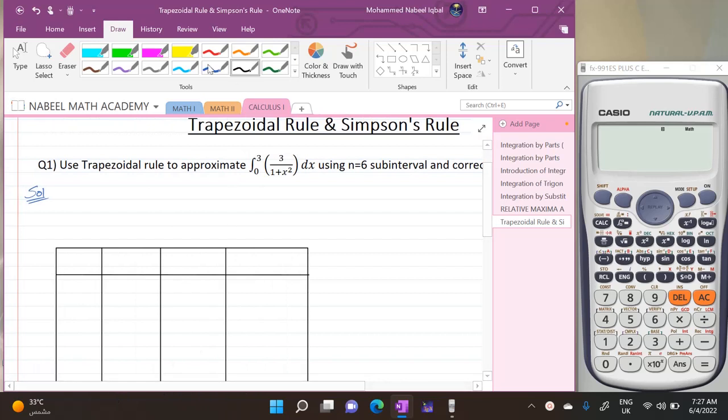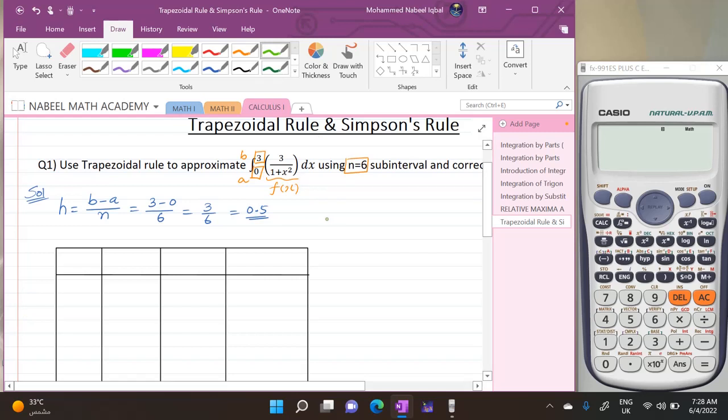The first step to solve the problem is to find the value of h. The given formula for h is b minus a over n. Here this is a, the lower limit, and the upper limit is b, and this is my function f of x, and this is the n which is given. So I just substitute the values. b is the upper limit, 3, minus 0, the lower limit, over 6. n is given in the question as 6. So 3 over 6 is equal to 0.5. So this is my h.